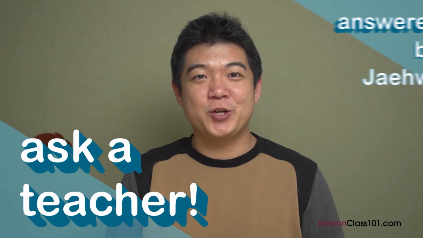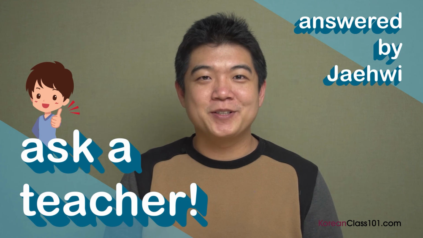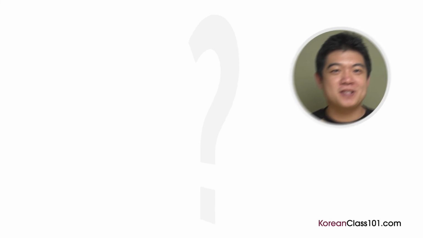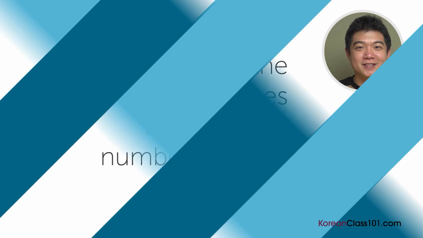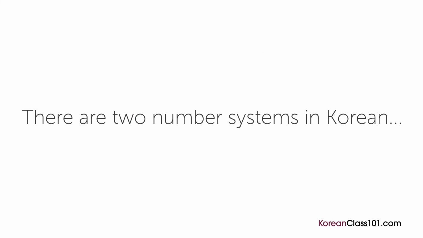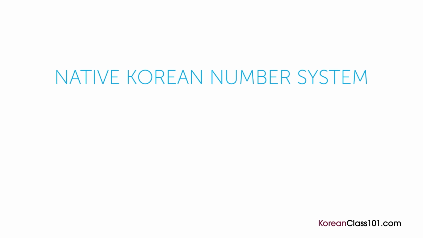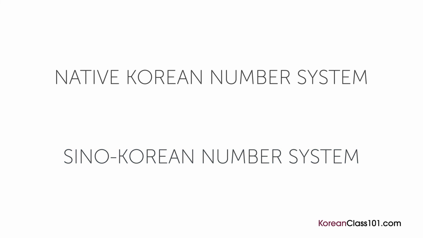Welcome to Ask a Teacher, where I'll answer some of your most common Korean questions. The question for this lesson is, what are the differences between the number systems in Korean? There are two number systems in Korean. One is called the native Korean number system, and the other is called the Sino-Korean number system.